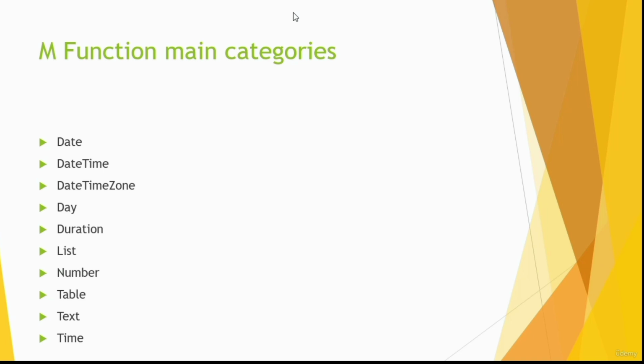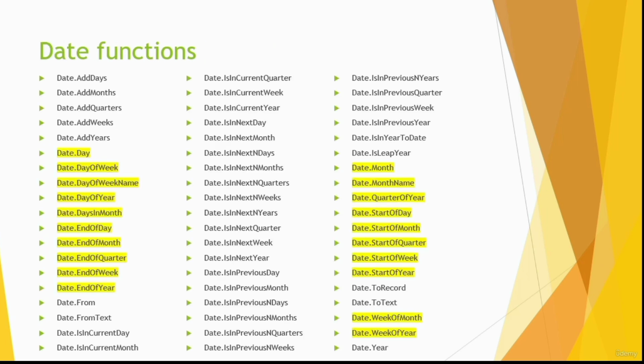So these are the functions that we'll be using as part of this course. Date, DateTime, DateTimeZone, and Time. Day, that just gives a list of the days from Friday to Thursday. Duration, List, Number, Table, and Text. Now within this, and this is available as a PDF in the resources part of this course, just go right back to the beginning of the course, you'll see a lecture called Resources attached to this. I have listed all of the main functions.